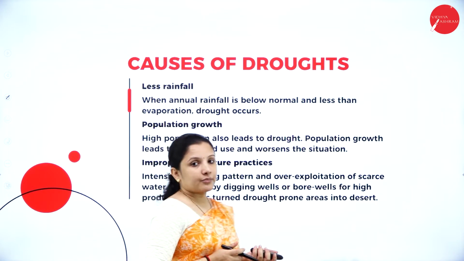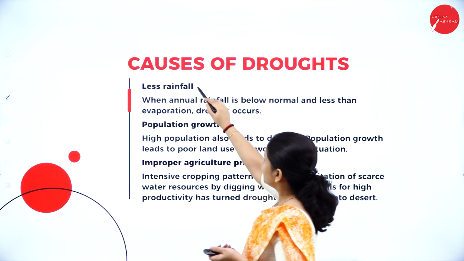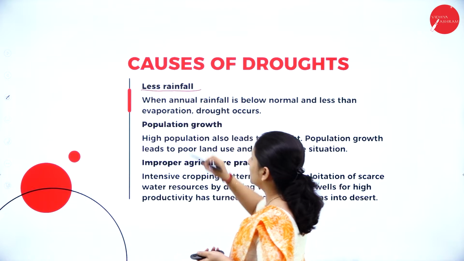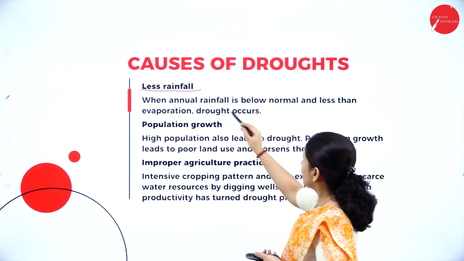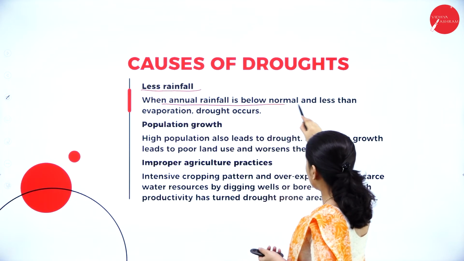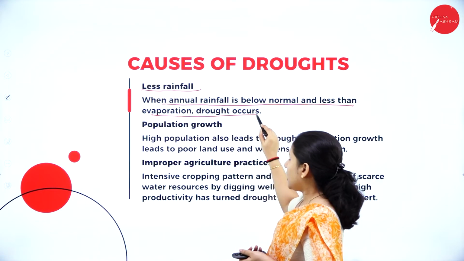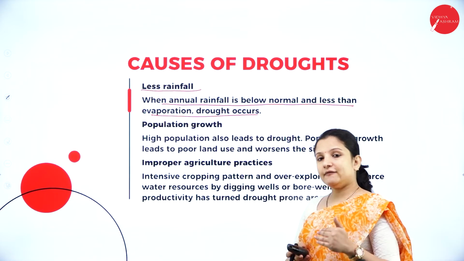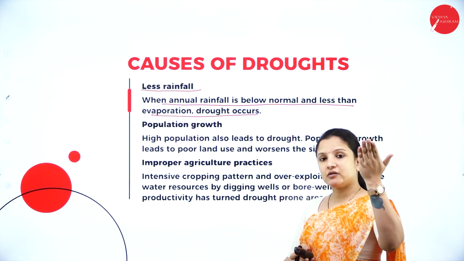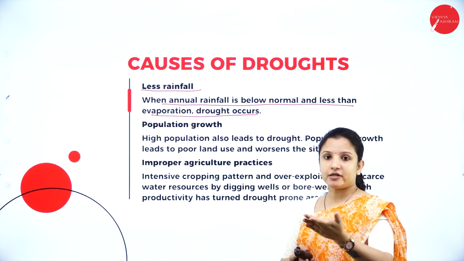So next, talking about the causes of drought. One of the main causes of drought is less rainfall. If the annual rainfall is very, very low, that is, below normal and less than the evaporation, drought will occur. So that is what happens here, right? Rainfall will occur, evaporation will occur, again that will come back as rain. The cycle continues, right?